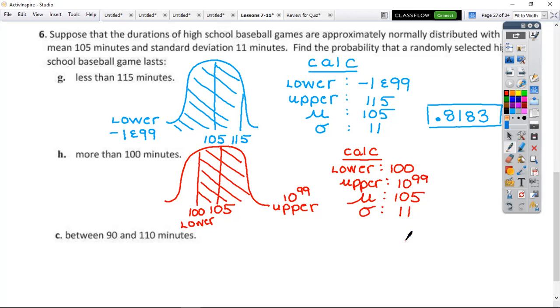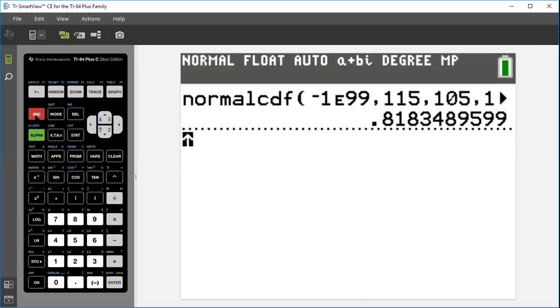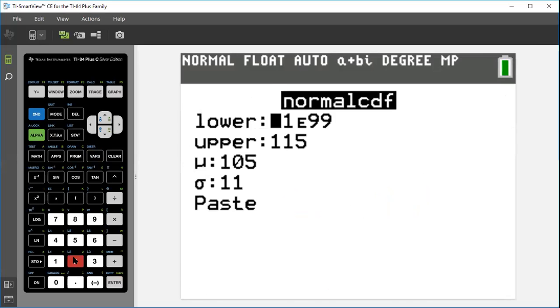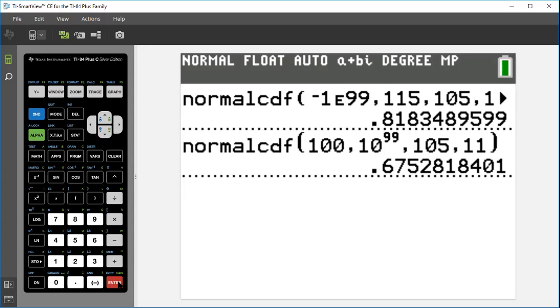All right, so then we're going to just flip around in the calculator. So in the calculator, I am going to go second vars, normal CDF, lower bound number is equal to, what was it, 100? And upper bound value is going to be 10 raised to the 99th power, and everything else remains the same. So you're going to go down, down, down, enter. And then there we go. I got 0.6753.